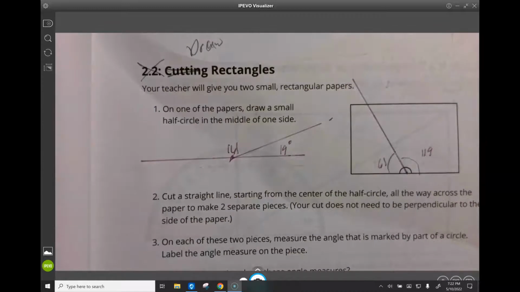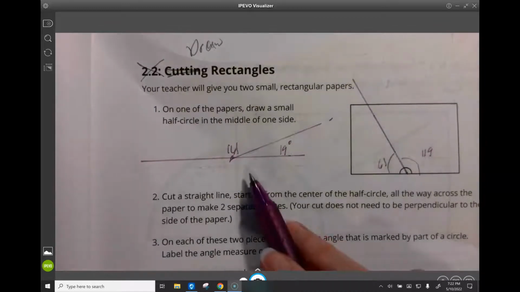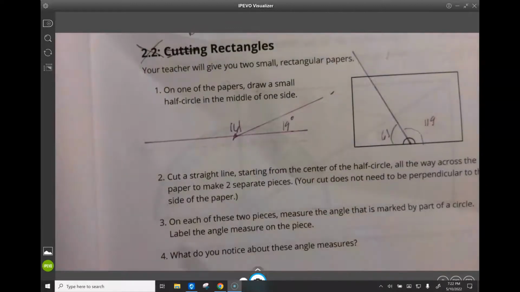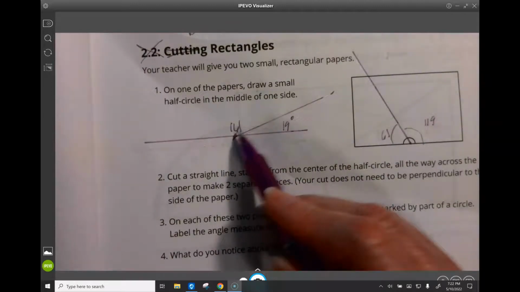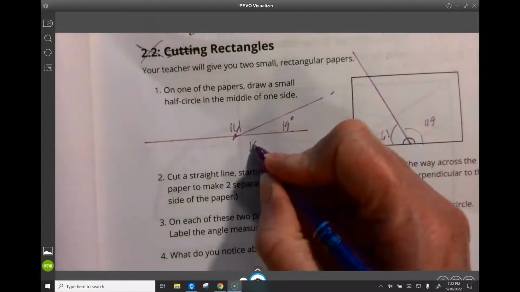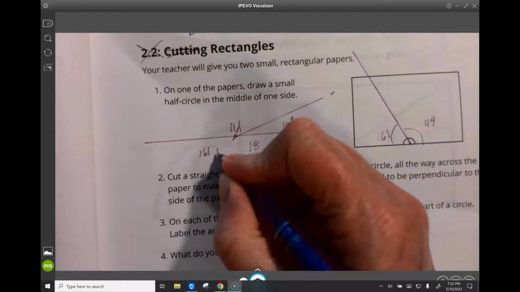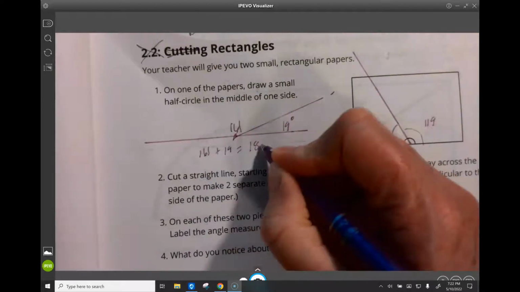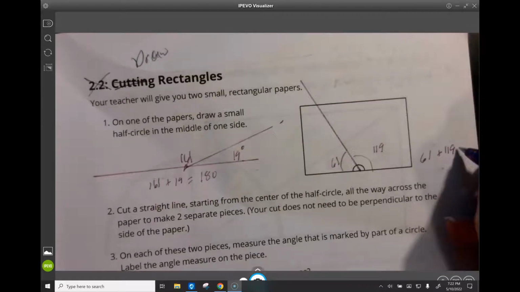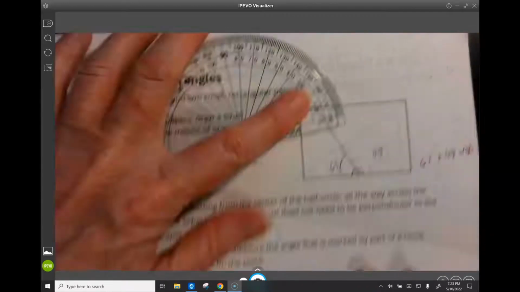That's weird. Okay, so here's the thing that's really cool about it. If I were to have this, I'm going to add these two together. What did you notice? Okay, what did they notice? This one adds, if I take 161 plus 19, I get 180. If I take 61 plus 119, I get 180. Okay, wait. Let's do one more.